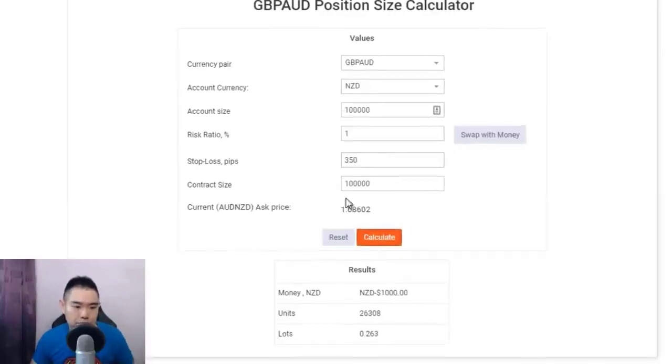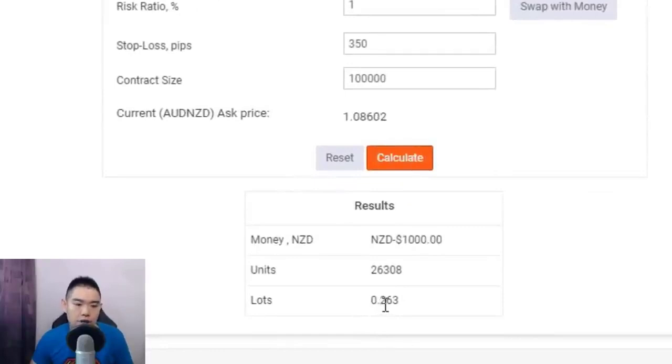So you click calculate, and in this case, it tells you that you can trade 0.263 standard lot, which is about 2.63 mini lots. Make sense? So again, this is very useful. So again, let's interpret this together.